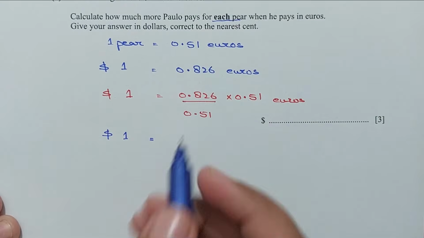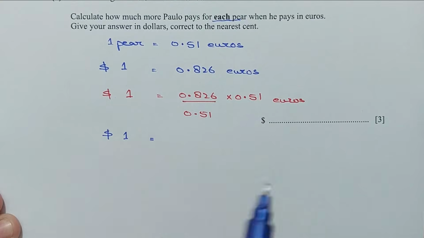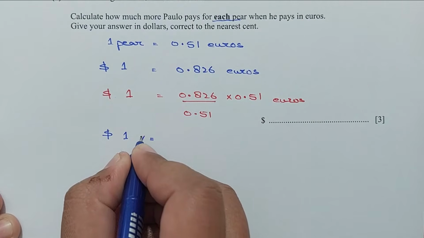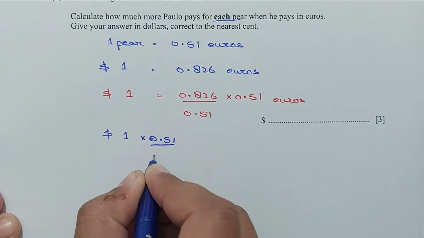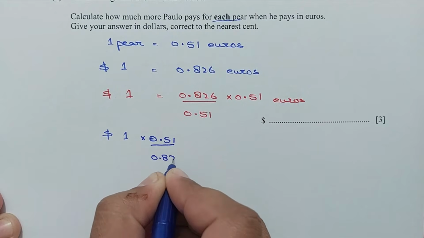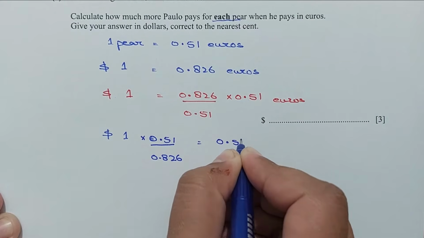So okay, now let me shift this term to the other side of the equality, and this would be times it by 0.51 over 0.826. This would be 0.51 euros.